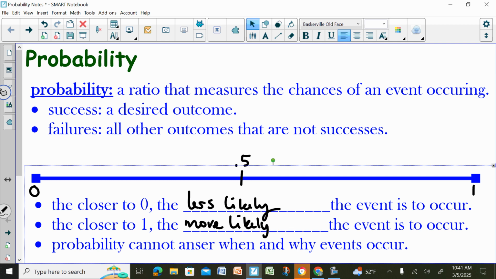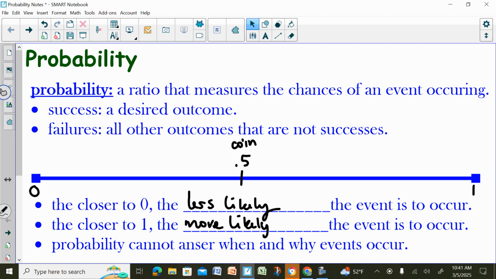So if you know some things that are 0.5, like flipping a coin, or true and false, you've got a 50-50 chance of guessing the correct answer, but you have the same equal chance of getting the wrong answer on a true and false. So it would be equally likely, in the middle.